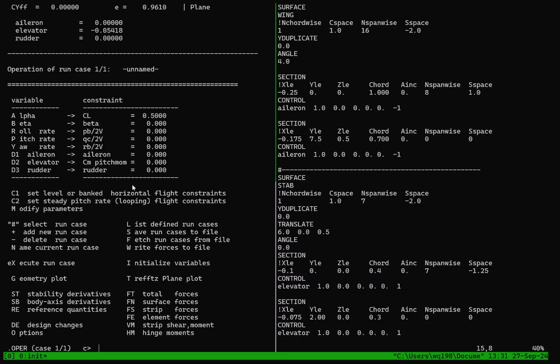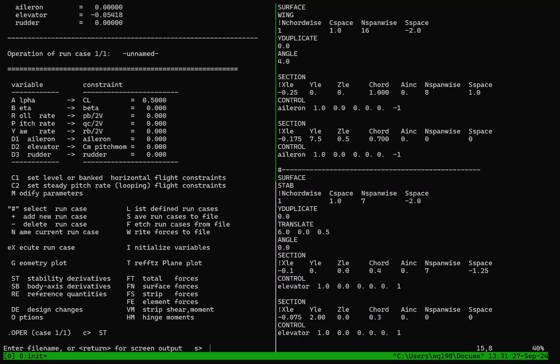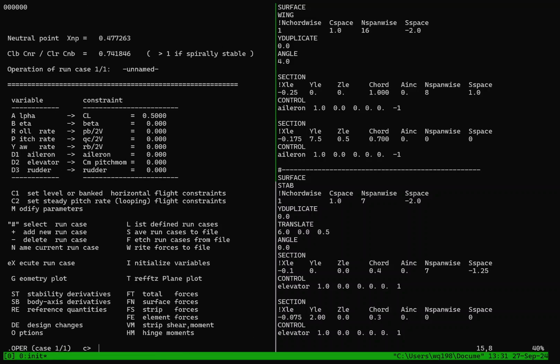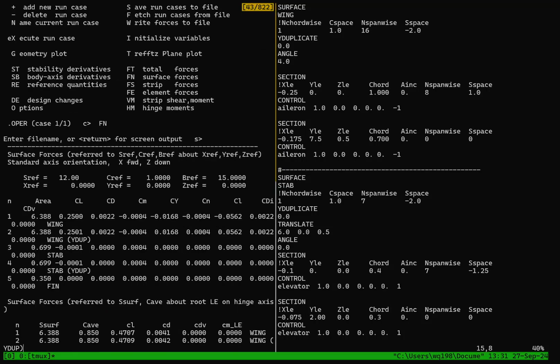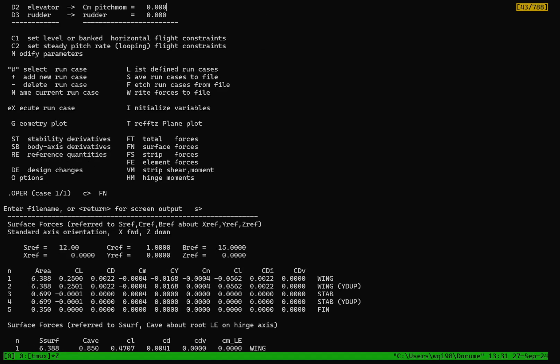what do we do next? I think what I want to show you that's most important is ST, stability derivatives. Actually, before I go to stability derivatives, let me show you the surface forces. If you type Fn, that gives you all the surface forces. Surface forces means the force for every different surface. In this case, I have 5 surfaces because every symmetric surface is duplicated on both sides.